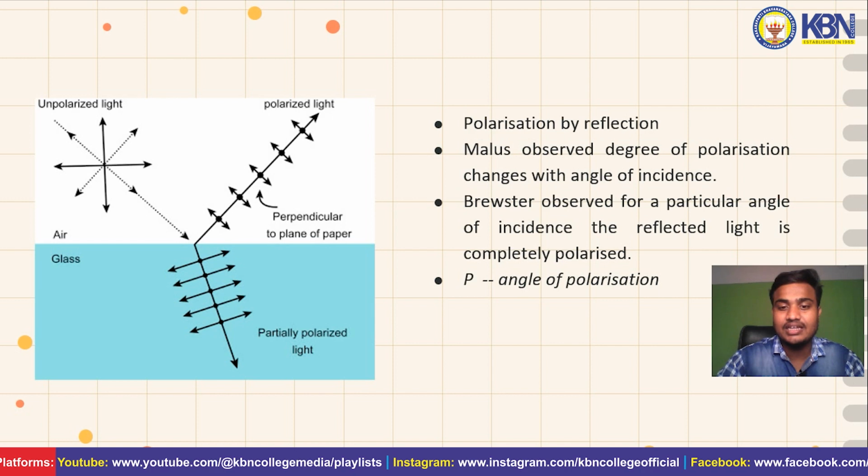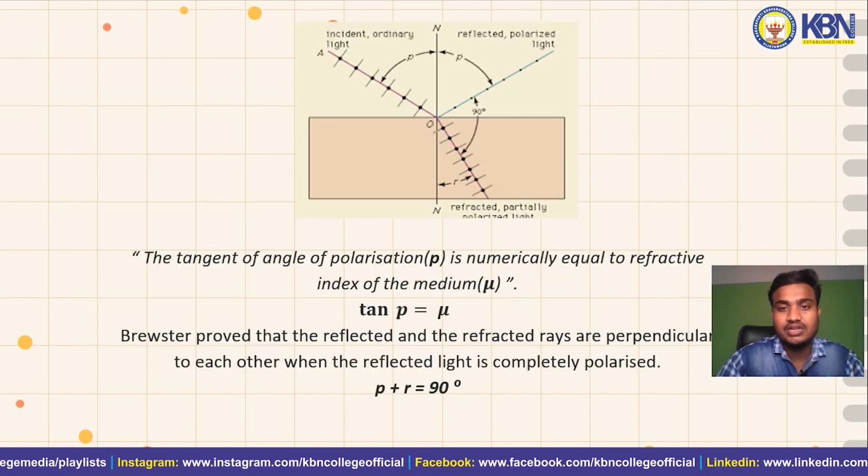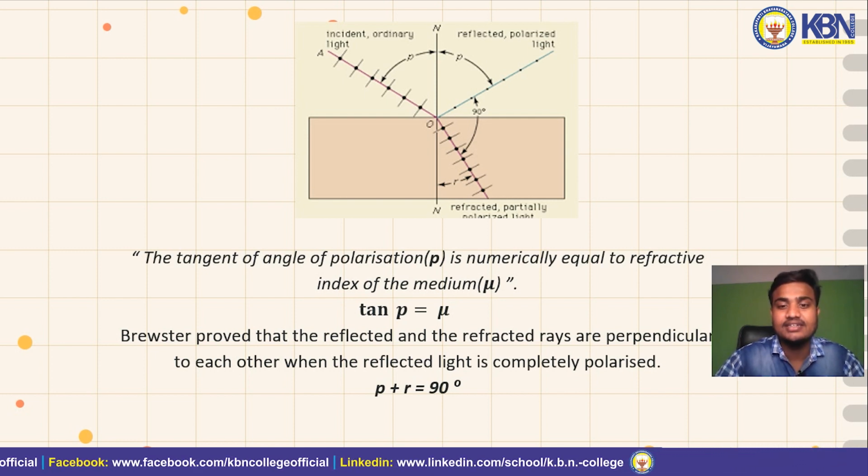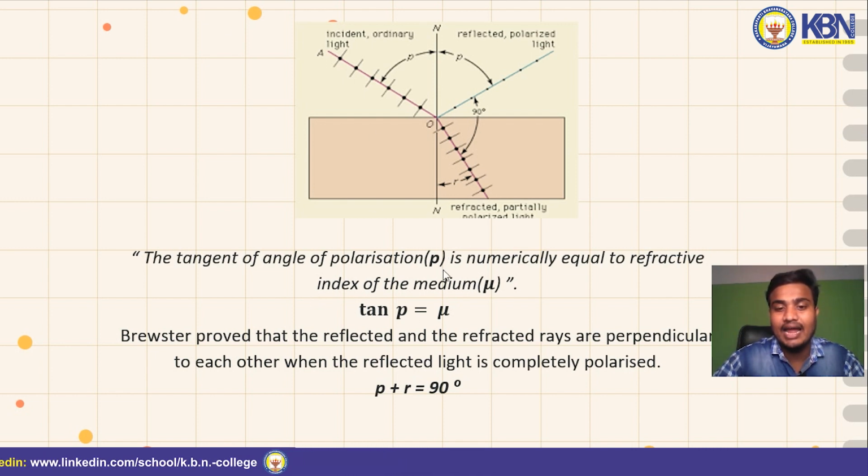Here P is the angle of polarization. This phenomenon is known as Brewster's Law. In simple terms, according to Brewster's Law, the tangent of the angle of polarization P is numerically equal to the refractive index of the medium, mu. It is represented mathematically as tan P = mu, where P is the angle of polarization and mu is the refractive index of the medium.